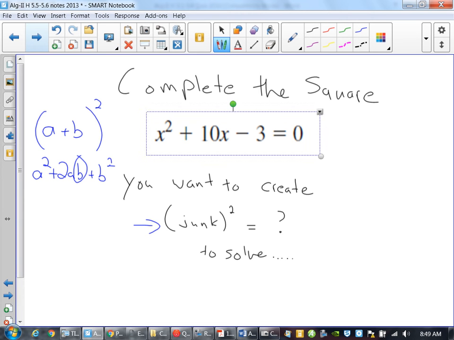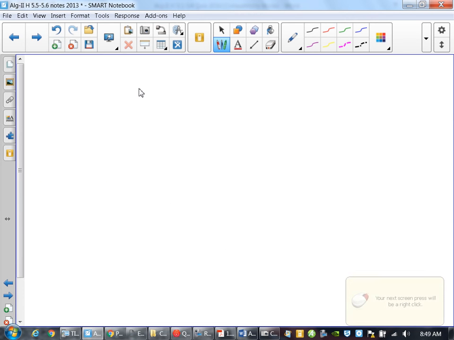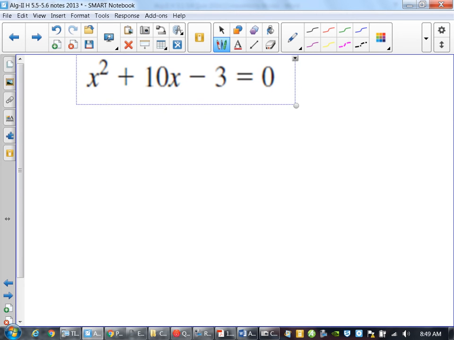Here's what we do. The first thing you always do is you move c. What's c in this case? How do you move it? Add it. So we're going to write x squared plus 10x plus blank equals 3. I always put a blank in there. That way I'm forcing myself to remember that something needs to go there.